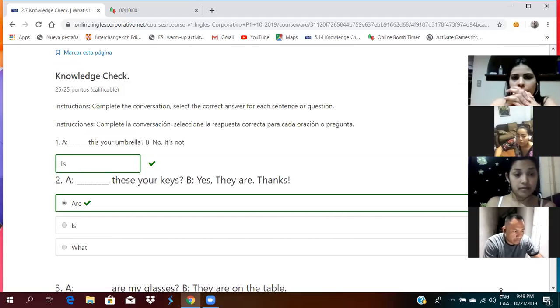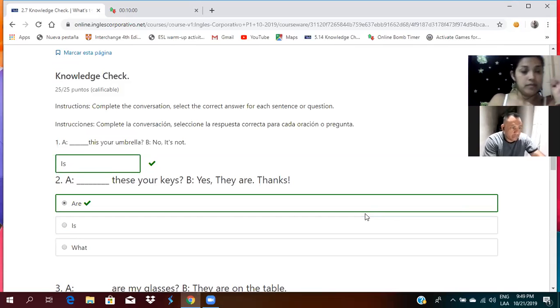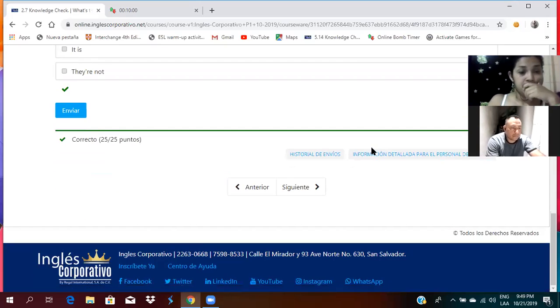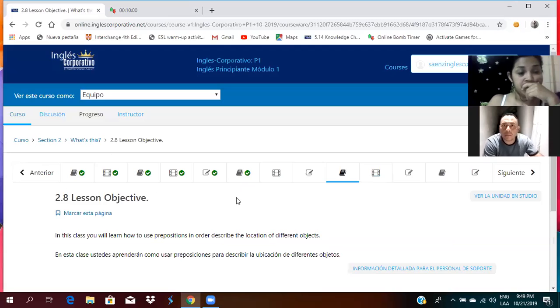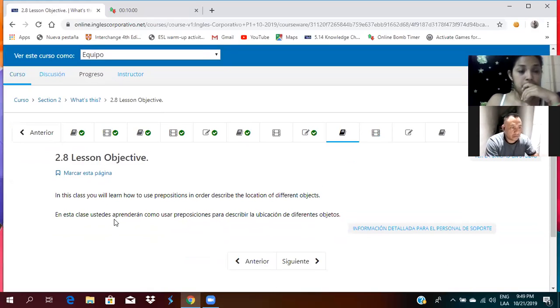No. All right, now we are going to go ahead and look at the next section. 2.8, lesson objective. In this class, you will learn how to use prepositions in order to describe the location of different objects. En esta clase, ustedes aprenderán cómo usar preposiciones para describir la ubicación de diferentes objetos.